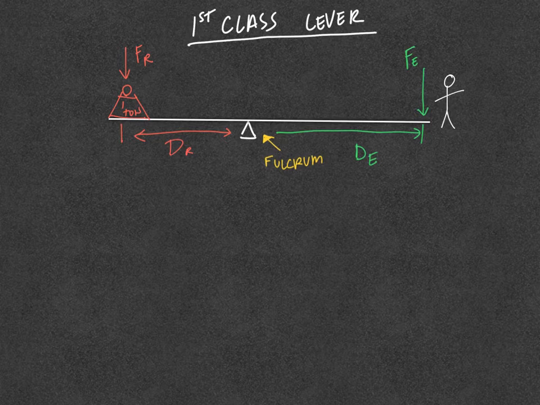The configuration of a first-class lever allows us to have the fulcrum in the middle, and it's balanced by two forces on each other side. These distances between the forces and the fulcrum could change, and would change the mechanical advantage to be either greater than or less than 1, but the fulcrum will always remain in the center.